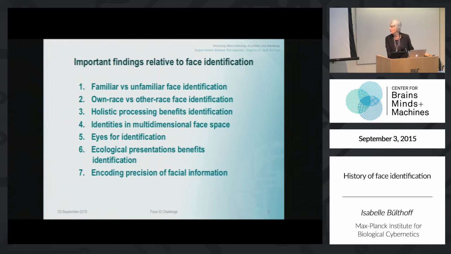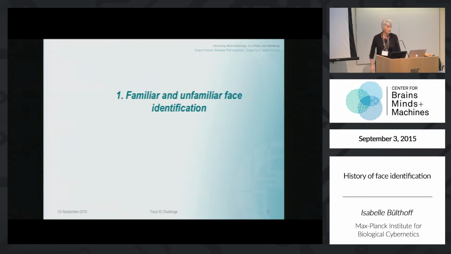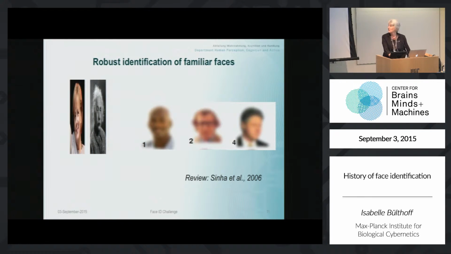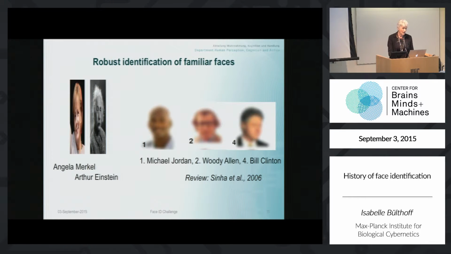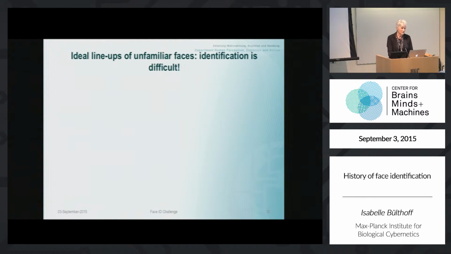So these are the 7 that I will speak about, and I will start with what I think is the most important one. For humans there is a very large difference between recognizing familiar and unfamiliar faces. And here is an example for you. These are famous faces, and you have no trouble identifying them, even if they are shown very strongly distorted or in a very degraded way. Here are the answers. While for unfamiliar faces, that's completely different.